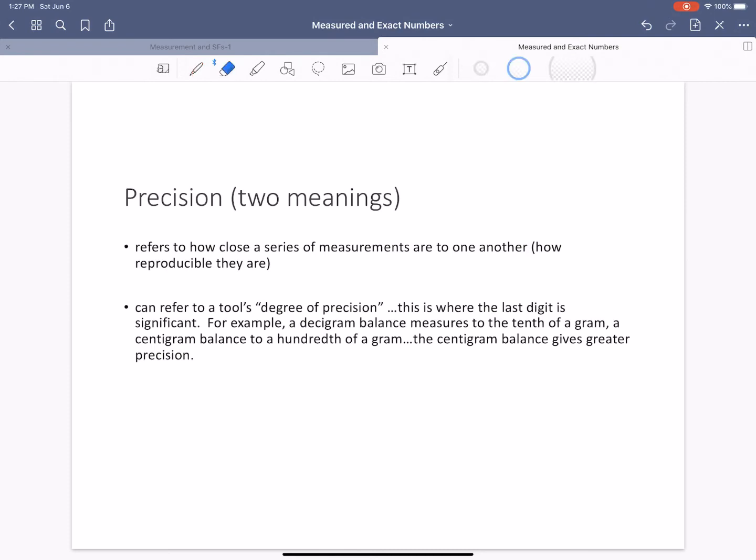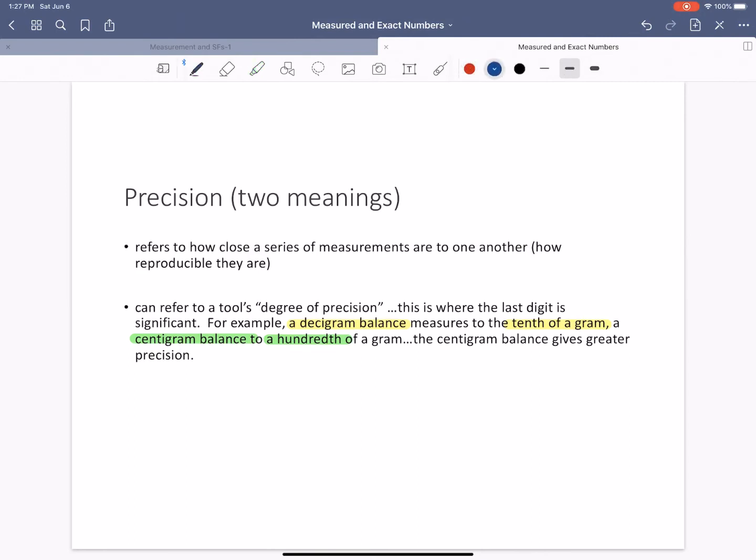For example, a decigram balance measures to the tenth of a gram. That's its degree of precision. A centigram balance measures to the hundredth, the centi of a gram. That's its degree of precision.